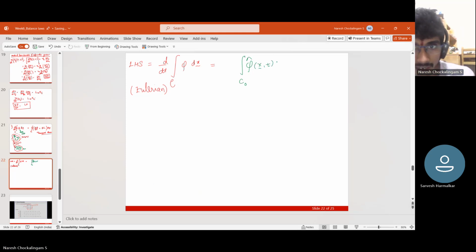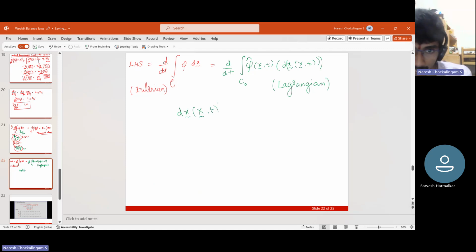And what else? What is dx? You have a dx of X and t, right? And this is d by dt, in the Lagrangian description. So what is dx of X comma t? Simple. This is nothing but F dX. This is the basic result. So the left hand side is equal to d by dt of the integral over C naught of phi cap F dX.